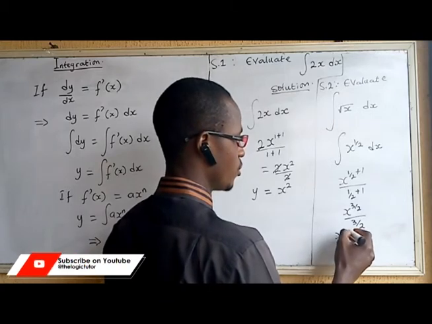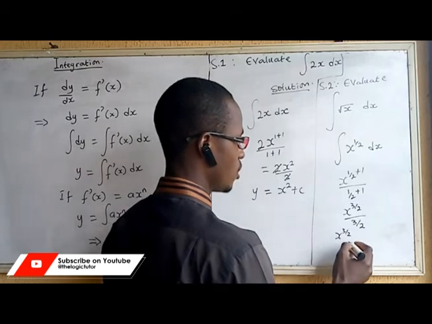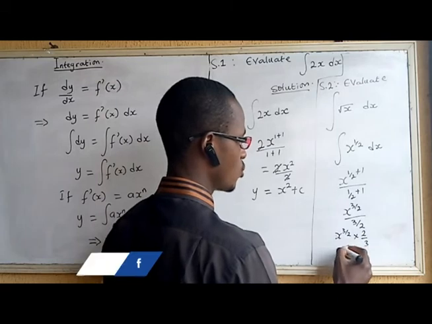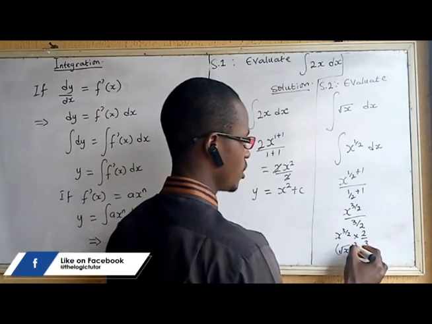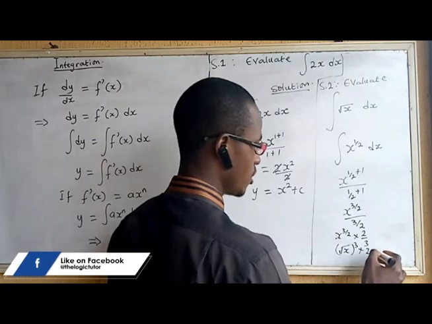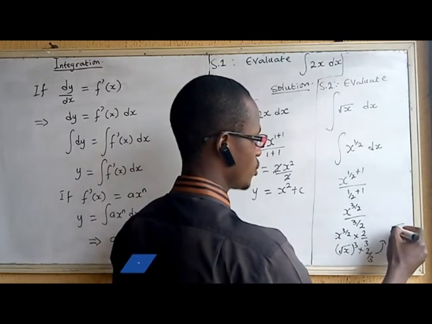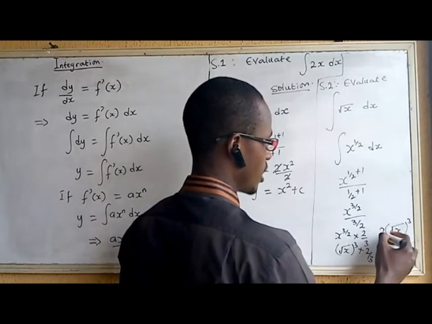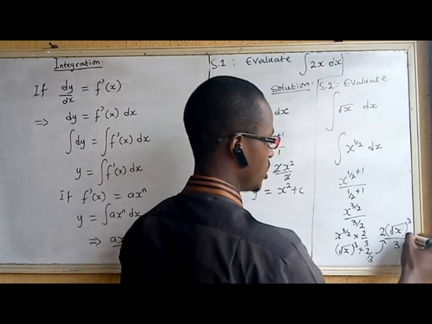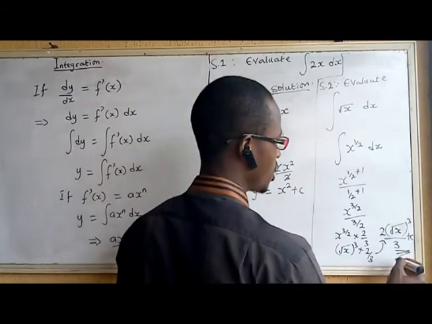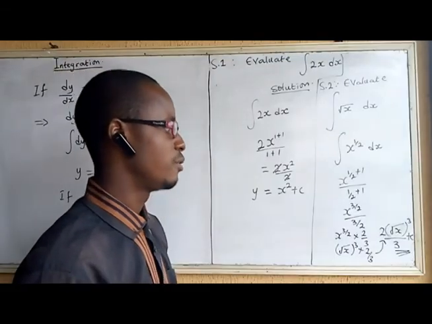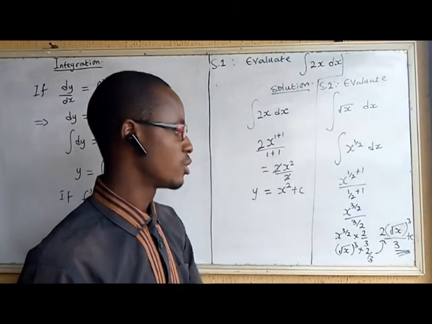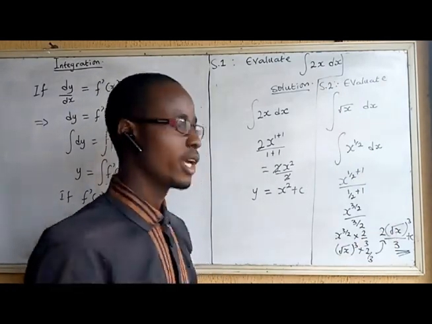x raised to power 3/2 times 2/3. That gives us the square root of x all raised to power 3, times 2 over 3, which gives the square root of x raised to power 3 times 2 all over 3, plus c. So this is the original function whose derivative is root x. The original function gives y equals 2 root x cubed all over 3.